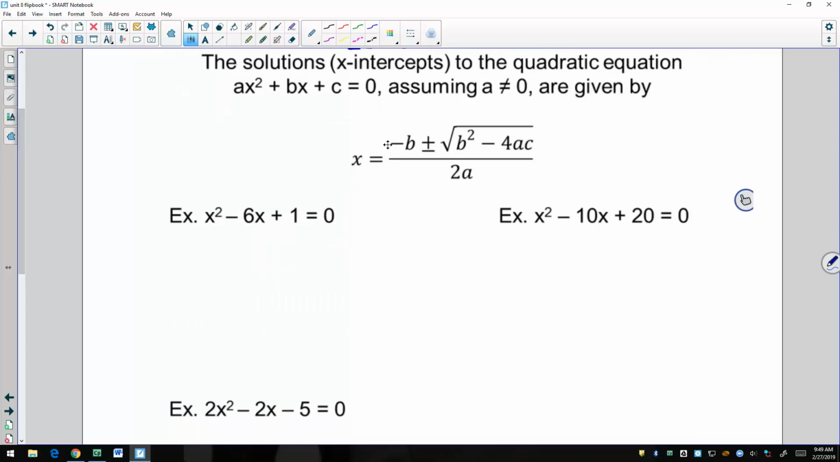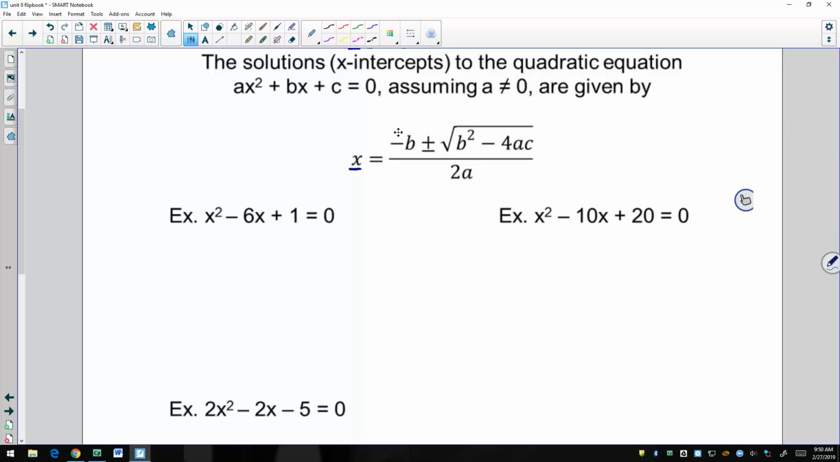So here is the quadratic formula. The quadratic formula will give you your two x-intercepts, because you'll notice it starts off with x equals. So you're finding the x values of where that parabola crosses the x-axis. Now you need to know where A, B, and C are.